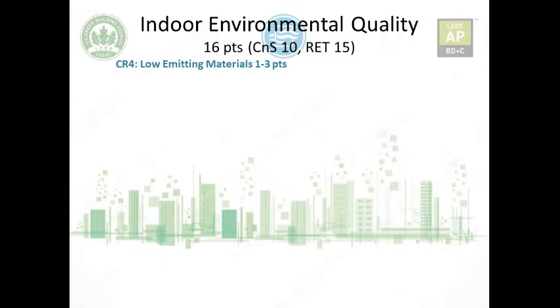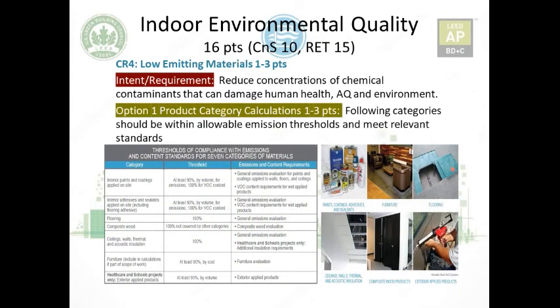Credit number 4, low emitting materials, 1 to 3 points for all adaptations. Intent and requirement seem similar: to reduce the concentrations of chemical contaminants that can damage human health, air quality, and environment. So first we were taking out the contaminants in the air, interior cross-contamination prevention, exterior cross-contamination prevention, and now for the chemical contaminants. There are multiple options.